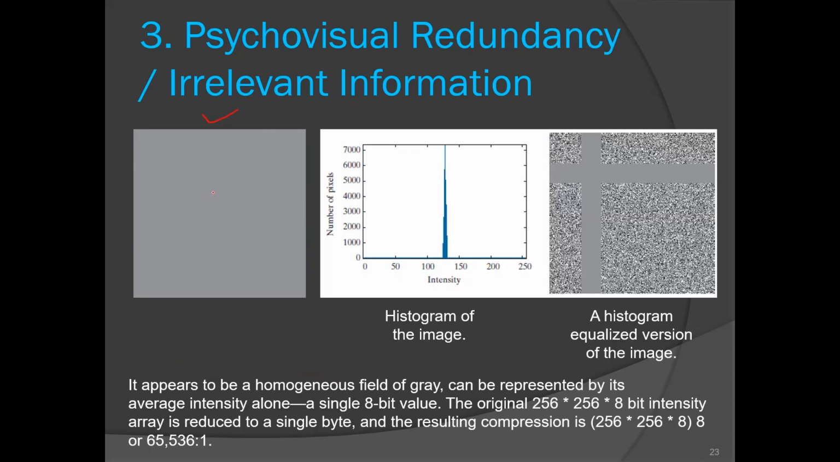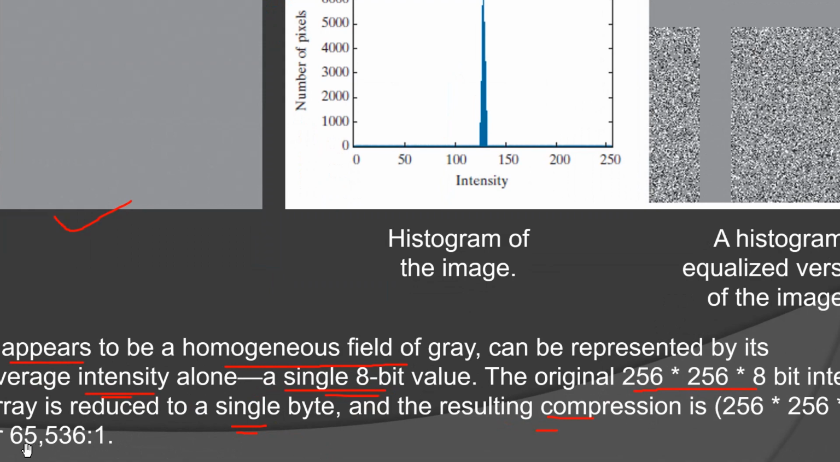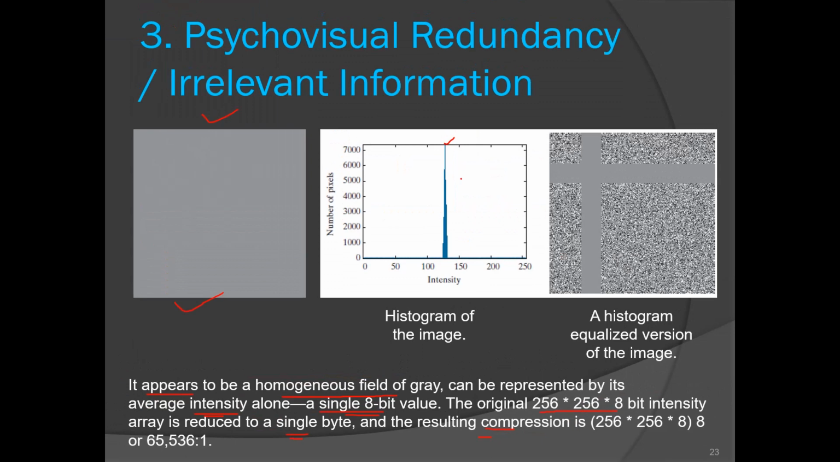So here we can easily discard the other intensity values. We will keep only one intensity value which is highly probable. It appears to be a homogeneous field of gray. This image can be represented by its average intensity alone, a single 8-bit value. The original 256 by 256 by 8-bit intensity is reduced to a single byte, and the resulting compression will be, can you see this value, 65,000 to 1.